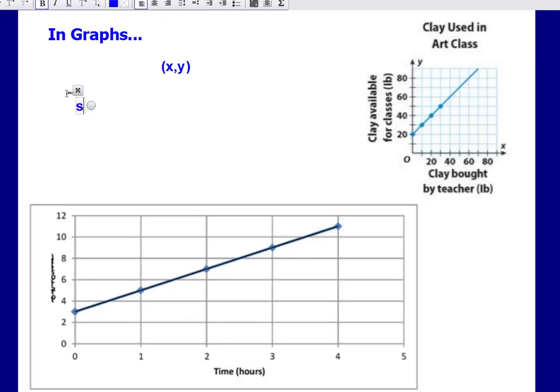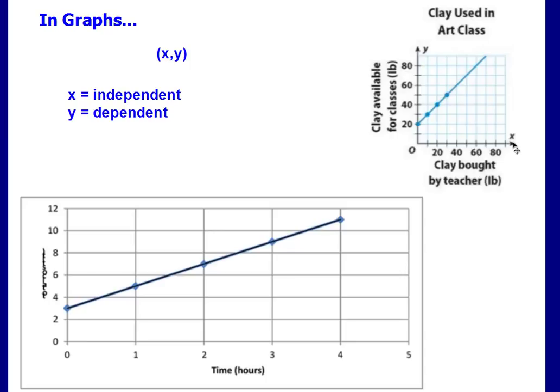So you need to write that in your notes. The x coordinate is your independent, and your y coordinate is going to be your dependent. That is never going to change. The x-axis, the horizontal axis, is always your independent, and your y-axis, the vertical one, is always your dependent values.